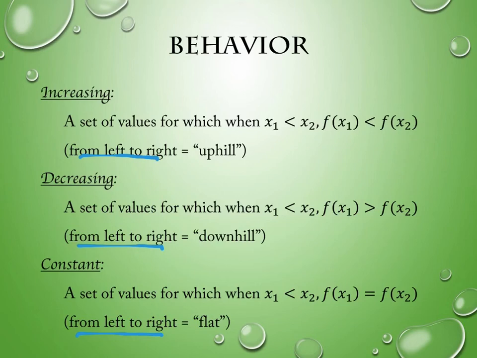The other pieces of information that you see here are describing what the y values do. The first one says that your y values get bigger. That's what it says. y1 or f of x1 is less than f of x2. The y values are getting bigger. The second one says that f of x1 is greater than f of x2. That means the y values are getting smaller. And the last one says the y values are the same. They don't change.